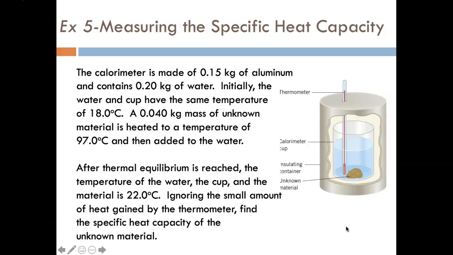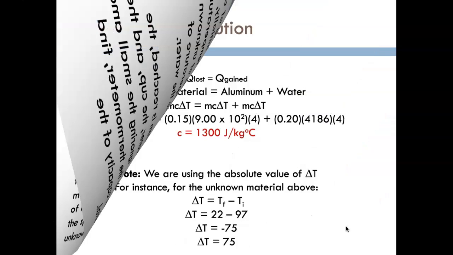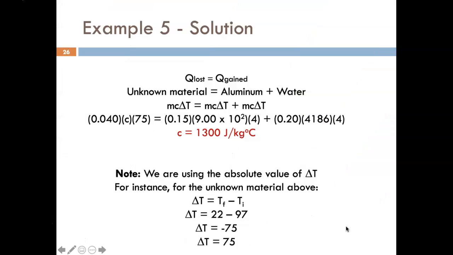So once you do get the specific heat capacity, you could compare that to tables and say, oh, that unknown metal must be aluminum, or it must be whatever, steel or something. So heat lost equals heat gained. So lost is the unknown material, gained is the aluminum and the water. So you've got mcΔT equals mcΔT plus mcΔT.